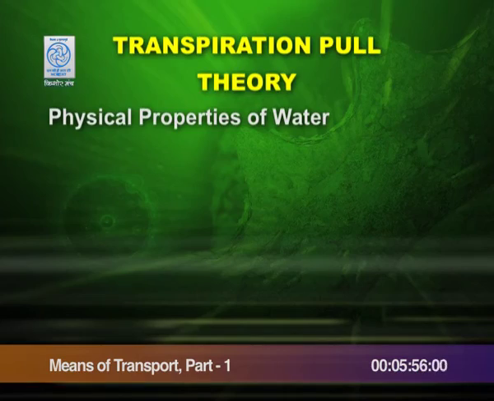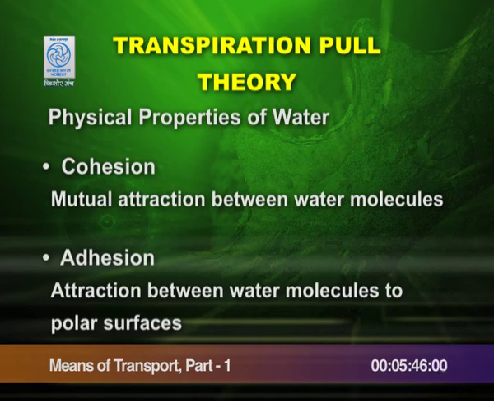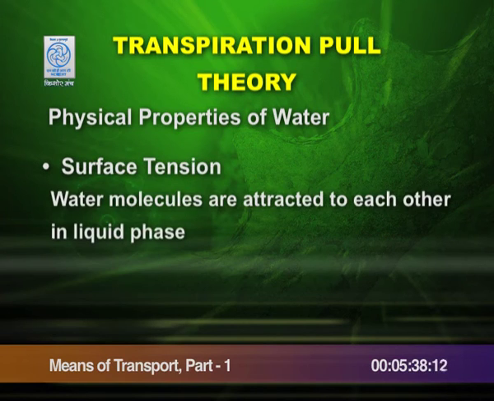Now, let us study the physical properties of water that are responsible for the transpiration pull theory. There are three important properties. The first property is cohesion, which is the mutual attraction between water molecules. The second property is adhesion, that is, the attraction between water molecules and polar surfaces. And the third, surface tension: the water molecules are attracted to each other in the liquid phase.